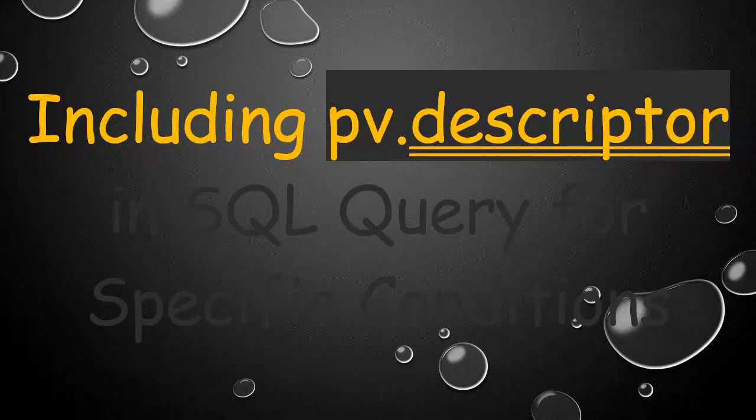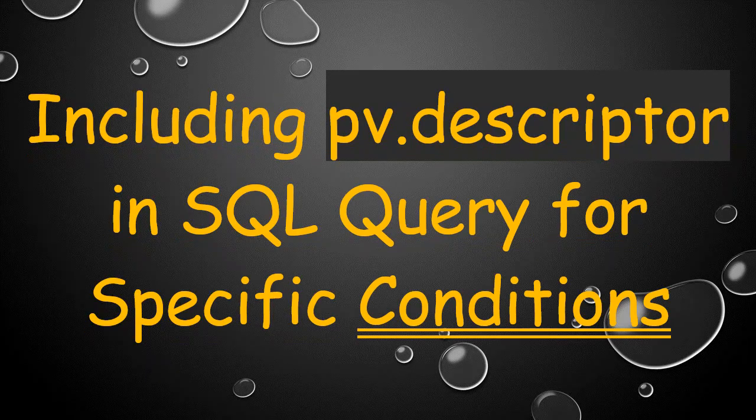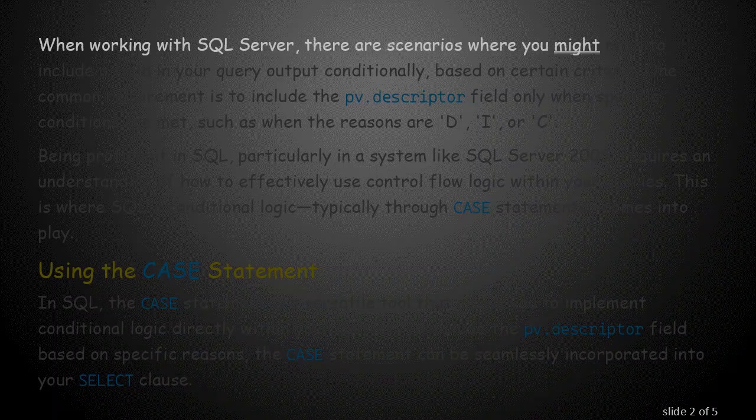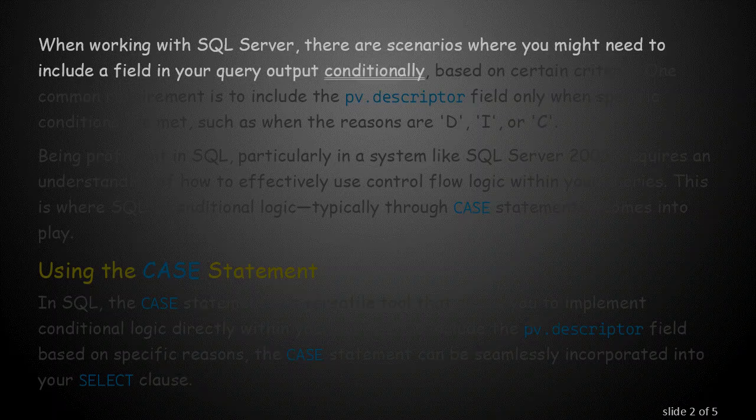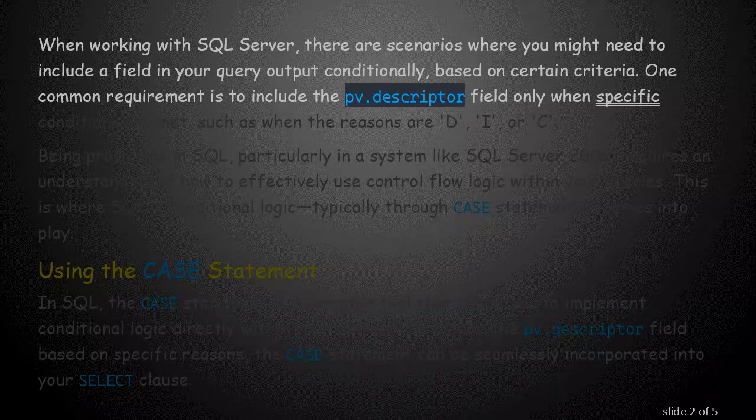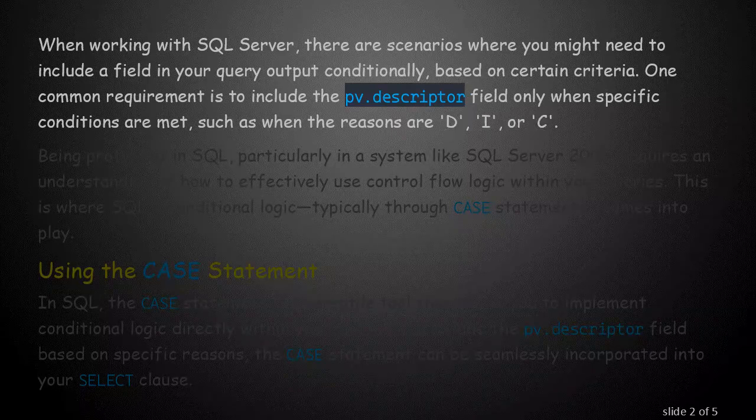Including pv.descriptor in SQL query for specific conditions. When working with SQL Server, there are scenarios where you might need to include a field in your query output conditionally, based on certain criteria. One common requirement is to include the pv.descriptor field only when specific conditions are met, such as when the reasons are D, I, or C.